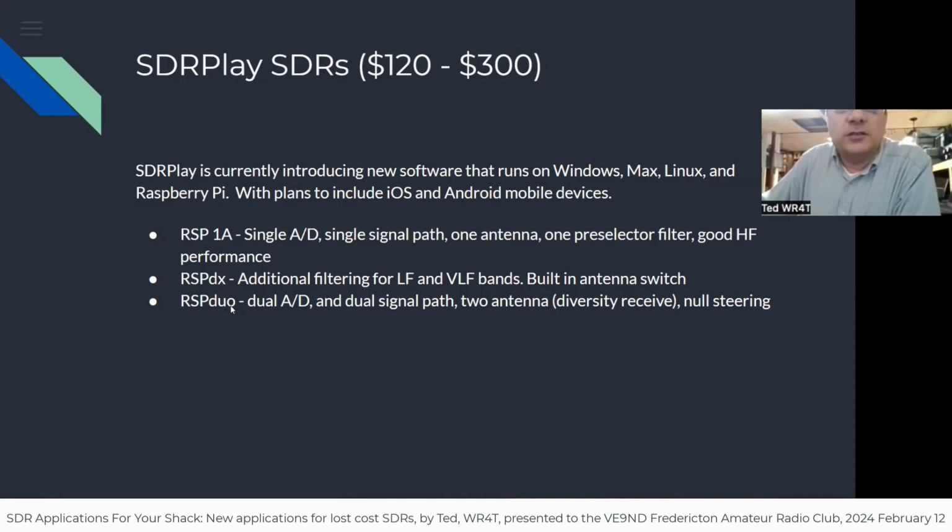Then their high-end radio is the RSP Duo. That's like a $300 radio. Now, this has dual analog to digital converters and dual signal paths. It processes from 2 antennas simultaneously, so that gives you true diversity receive capability. With the phasing adjustment, if you have the right type of receive antennas, you can do an electronically steerable null in your pattern. You can adjust the phasing between the 2 signal paths and null out interference in a specific direction and get quite a steep null, which is something these dual A to D receivers are capable of.